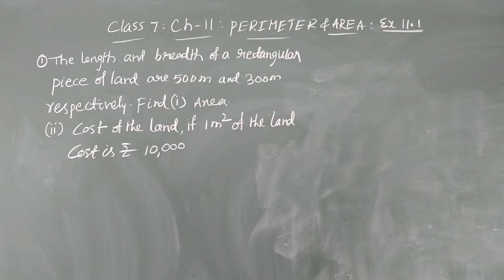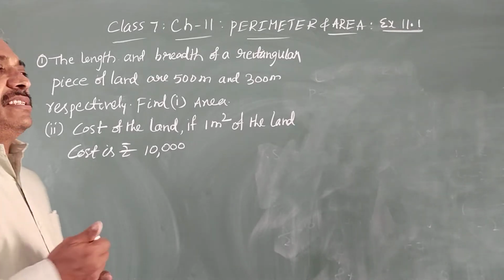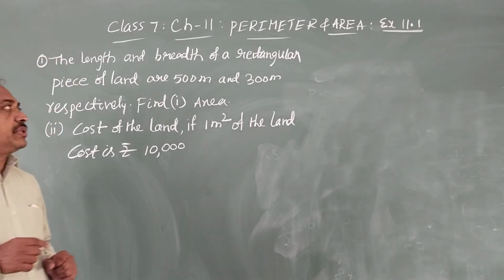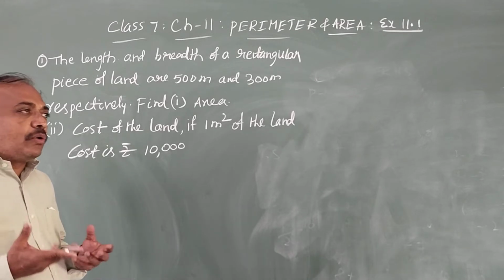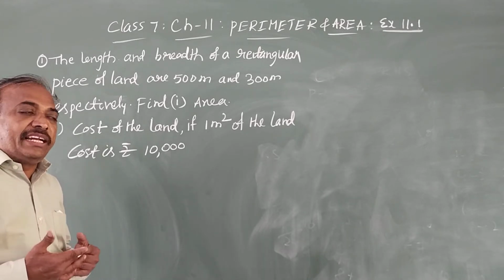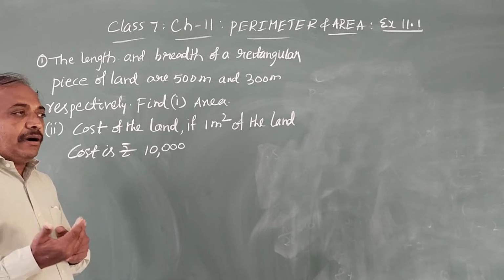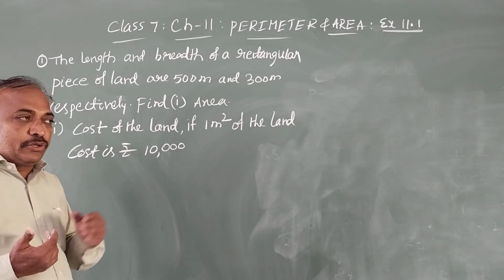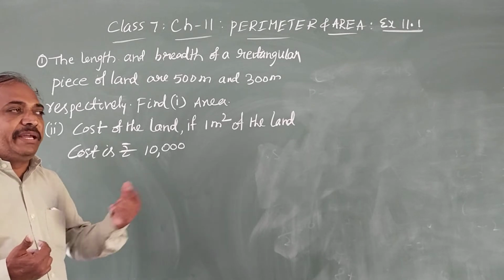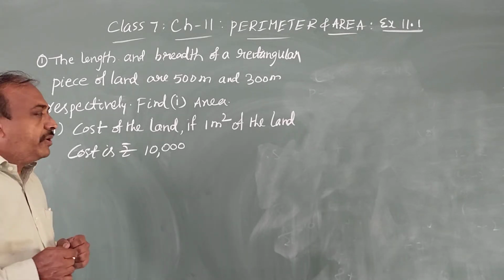Let us see about this perimeter and area from exercise 11.1, first question, and we will discuss how to calculate the perimeter, how to calculate its area, and how many times we need to fence it to protect, how many rounds we are making that wire. These are the things we will discuss.